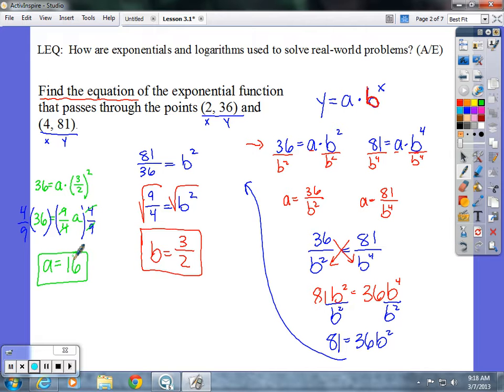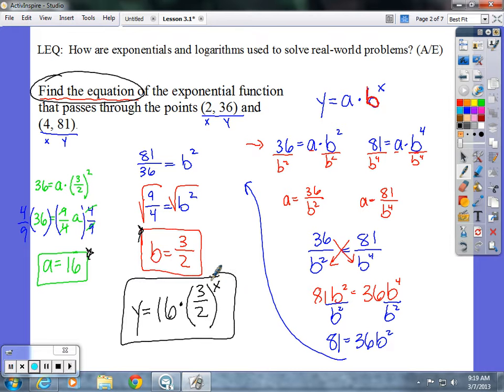So still, I am not finished yet because, again, the original problem asks me to find the equation. I found a. I found b. You wouldn't believe how many people do all of that work, make all the right steps, and never actually write the equation, which is 16 times 3 over 2 to the x.